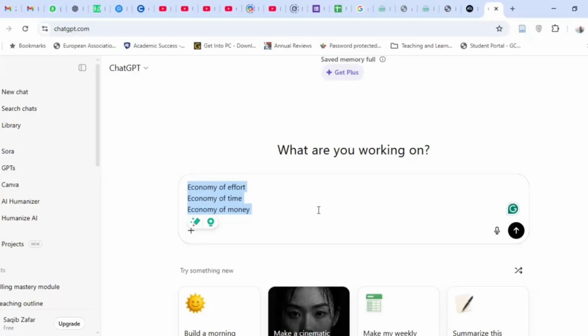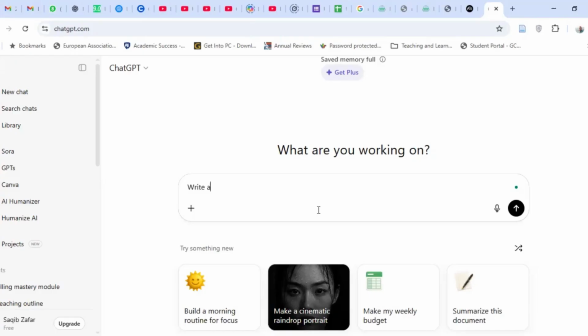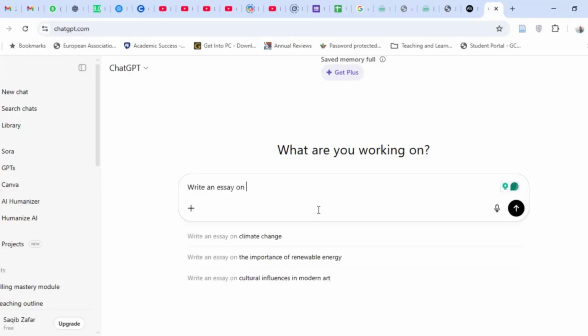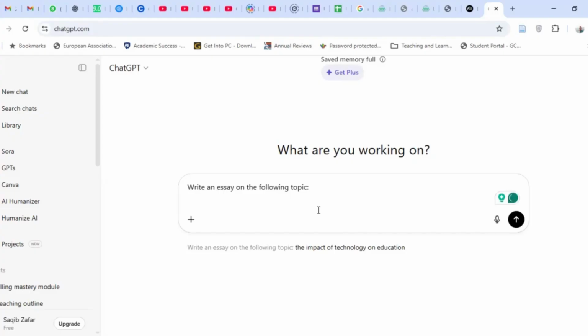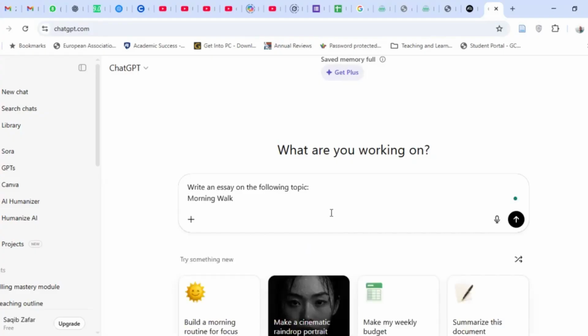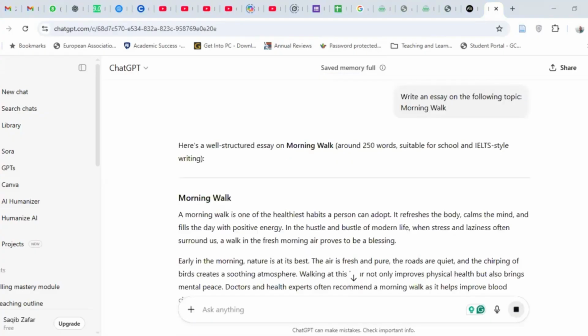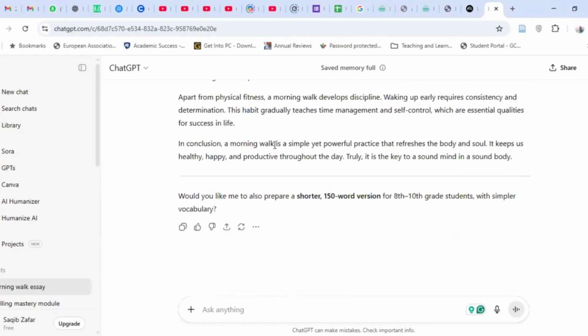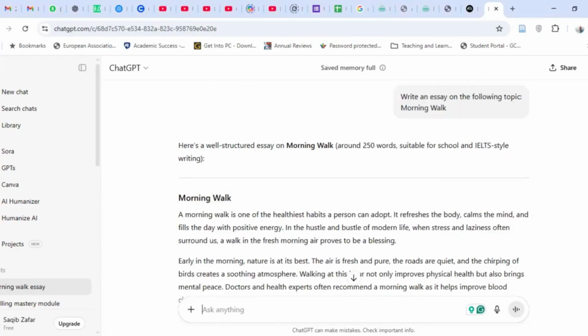Now, what we usually do is write simple prompts, like write an essay on the following topic, and then we mention a simple topic like morning walk. And it writes an essay, very simple stuff. That is an example. This is in fact not a very good use of ChatGPT or other LLMs, and most of us use this very simple way. Teachers usually say that this is a very unethical use of ChatGPT and other LLMs.